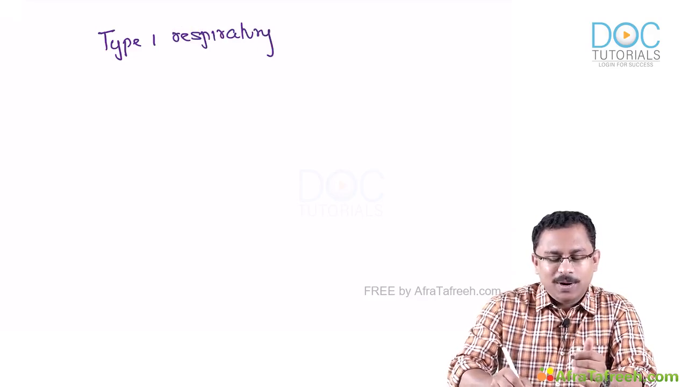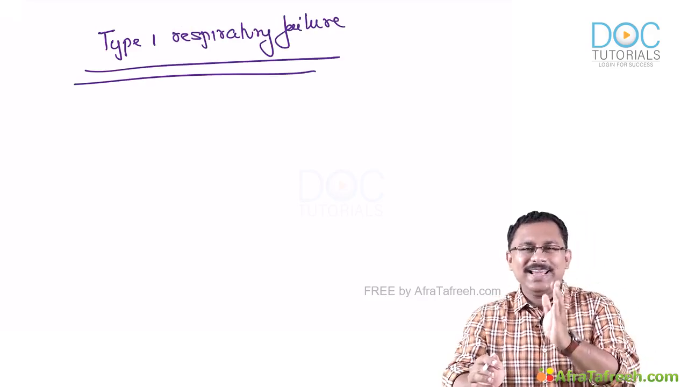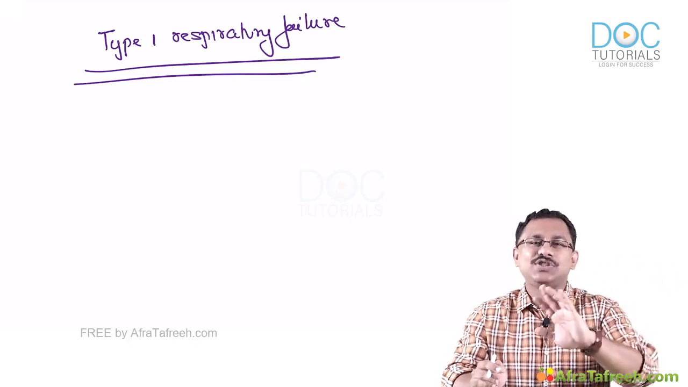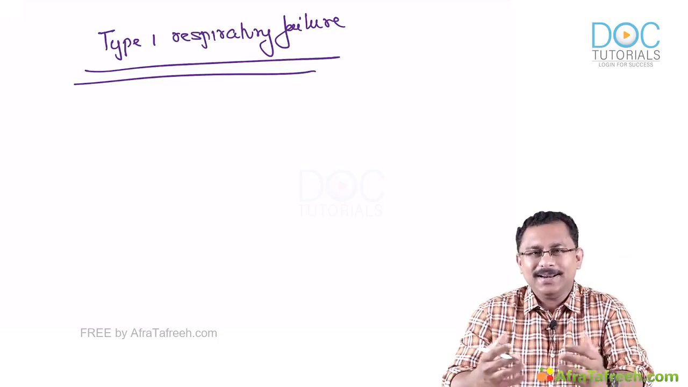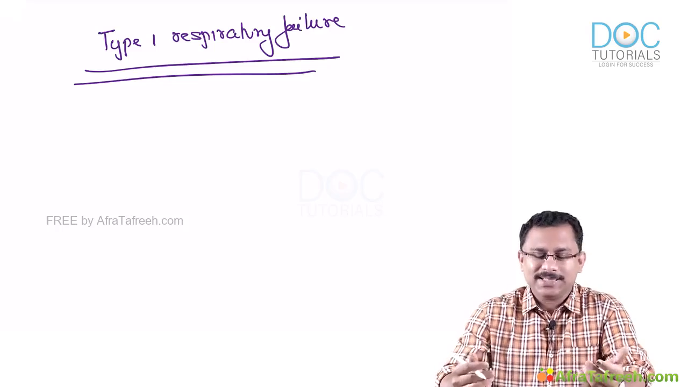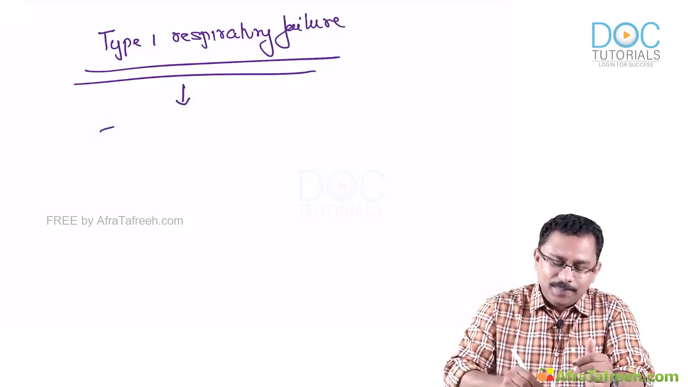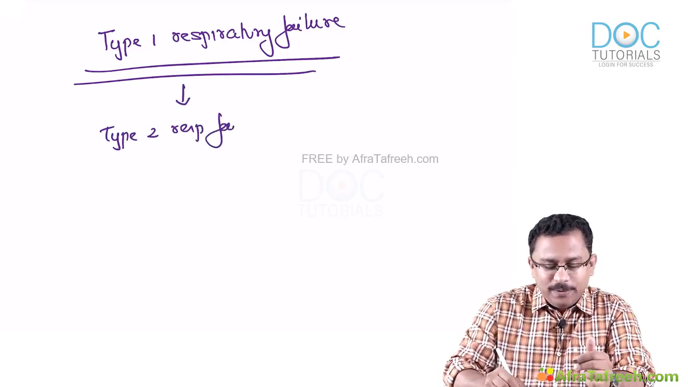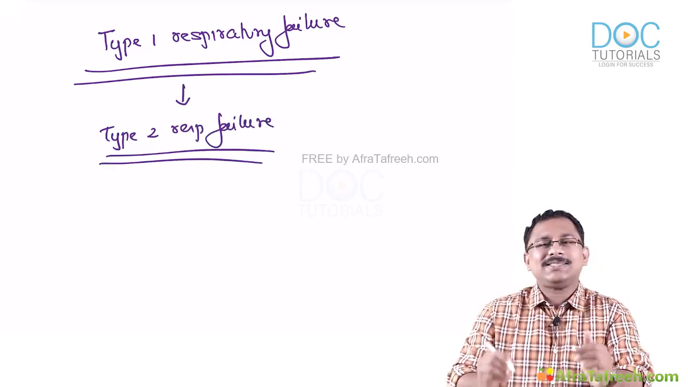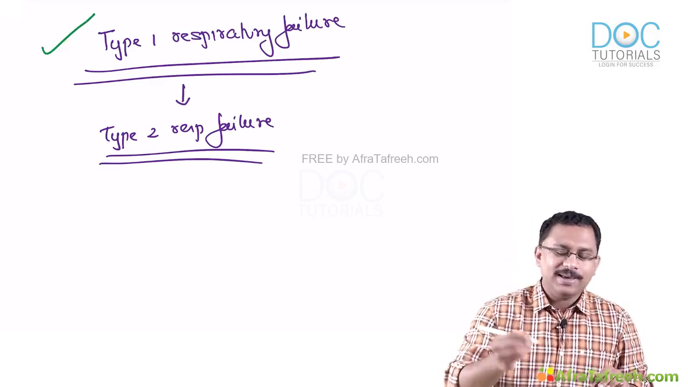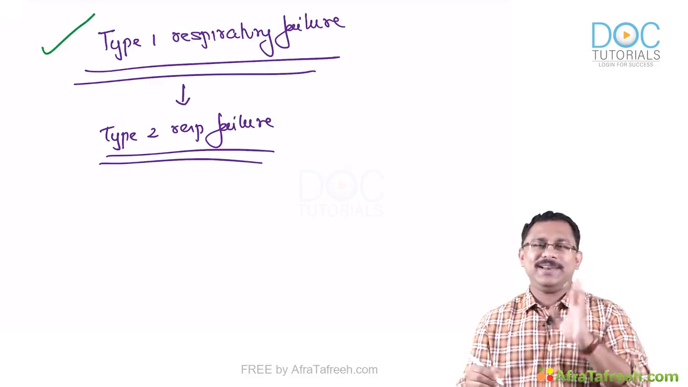This has got a type 1 respiratory failure. But if you ask me, is type 1 respiratory failure the only type that can occur in ARDS? My answer is no. Because if it is untreated, if it goes to the later stages, then there can be a ventilation problem, so much so that the patient can go for a type 2 respiratory failure as well. But if you are asked what is the commonest type of respiratory failure in ARDS, your answer is going to be type 1 respiratory failure.